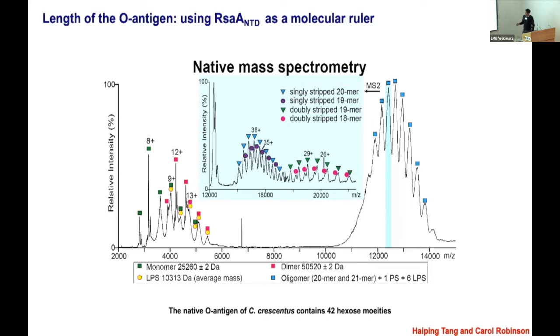This is the same native mass spectrum that we did with Carol Robinson's laboratory. Using our reconstitution experiments, our cryo-EM structure, and this native MS, we can actually count the number of hexose moieties present on the O-antigen of Caulobacter crescentus bacteria, and it's actually 42. It's quite cool that with these biophysical and structural biology methods, we can do experiments at this level of detail.